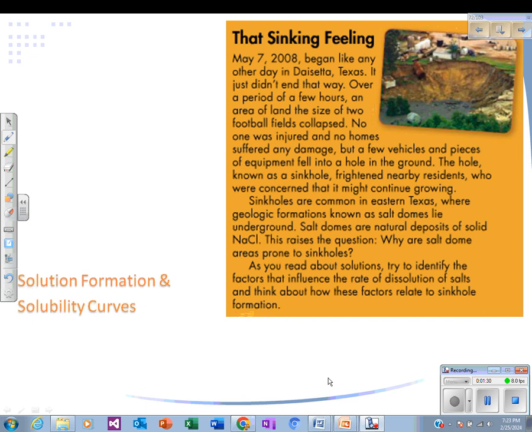And that raises the question, why are salt dome areas prone to sinkholes? Well, if you think about it, salt dissolves in water really well. There are different things that will influence the rate of dissolution, which means dissolving of salts. I want you to think about how these factors relate to this sinkhole formation, and then we can come back and talk about it later.